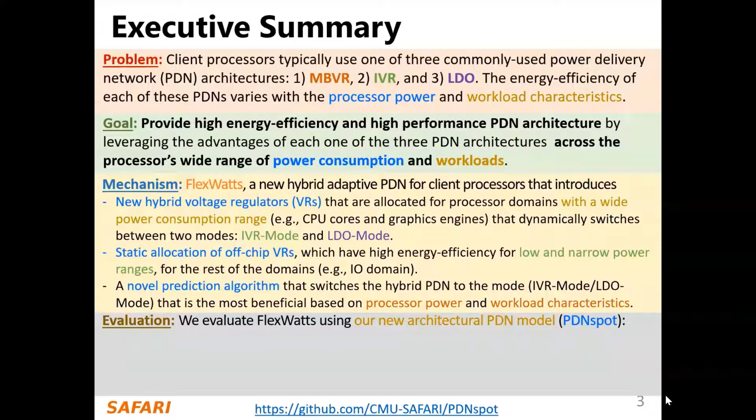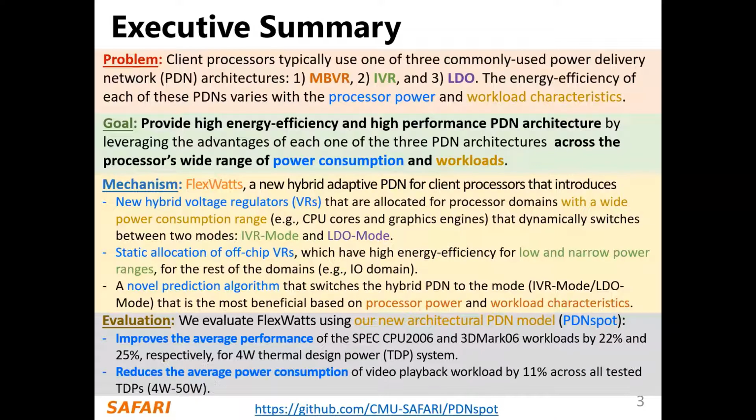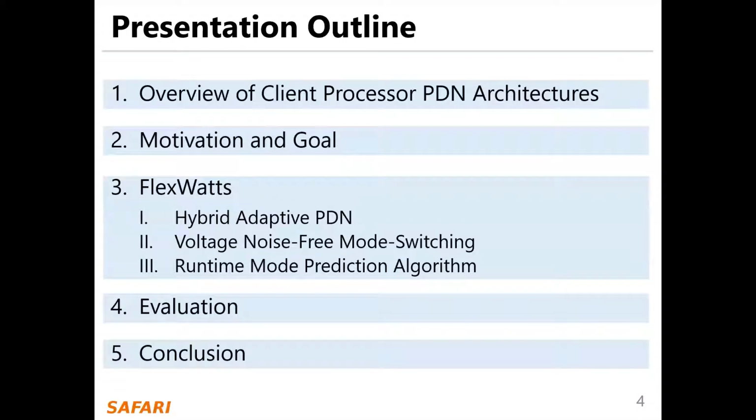We evaluate FlexWatts using our new architectural PDN model, PDN Spot. FlexWatts improves the average performance of SPEC CPU 2006 and 3DMark workloads by 22 and 25% respectively for a 4-watt thermal design power system. And FlexWatts reduces the average power consumption of video playback workload by 11% across all tested TDPs. Here is the outline of the talk today.